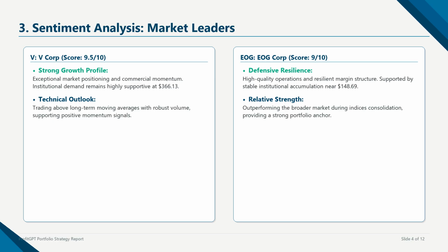Moving on to our sentiment analysis, we begin with the market leaders. V is currently exhibiting extremely strong positive sentiment, ranking at the top of our quantitative screen. Commercial momentum and strong technical breakouts have driven the stock's market capitalization higher. Institutional demand remains highly supportive at $366.13, supported by positive volume trends and strong retail inflows. EOG also shows very bullish sentiment. As a crucial component in our screening model, its record earnings, pricing power, and strong brand equity have driven price targets up significantly, establishing it as a core asset in our holdings.